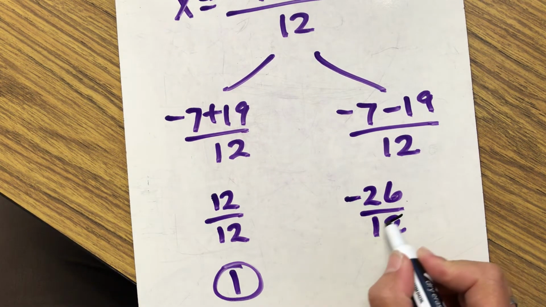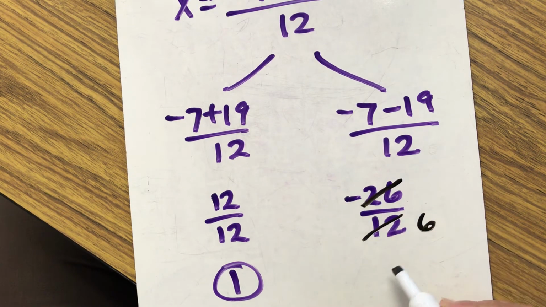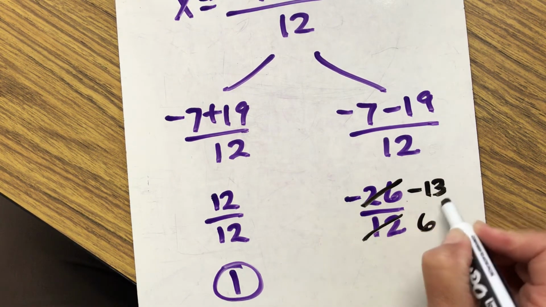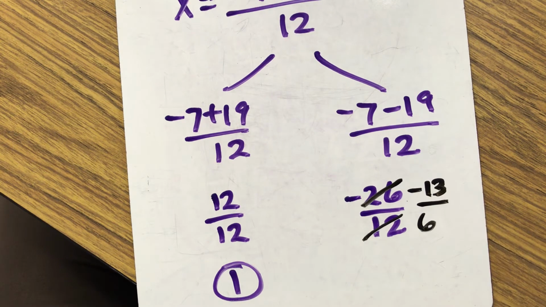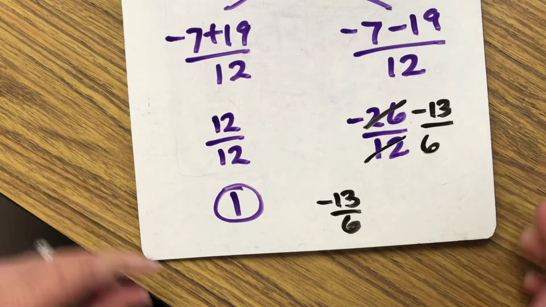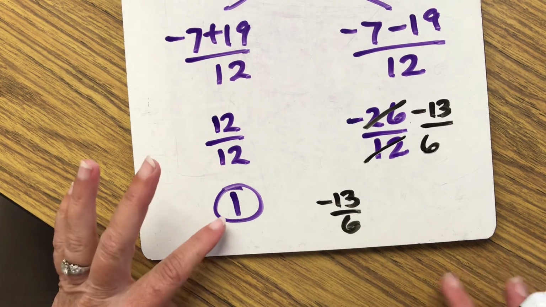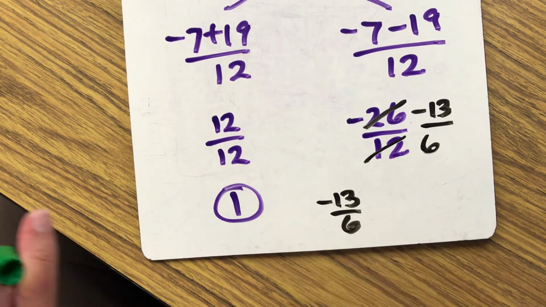So how many 2's are in 12? 6. How many 2's are in 26? 13. So negative 13 over 6 is your final answer. Negative 13 over 6. If you remember from middle school, you could take this improper fraction and turn it into a mixed number if you so desired. I don't care. You can leave that as your answer and I'm good to go. 1 and negative 13 over 6 is great.